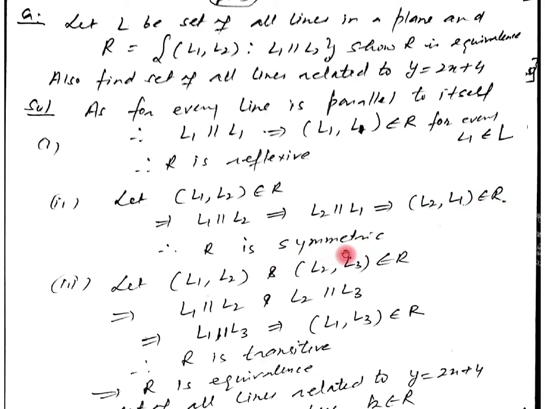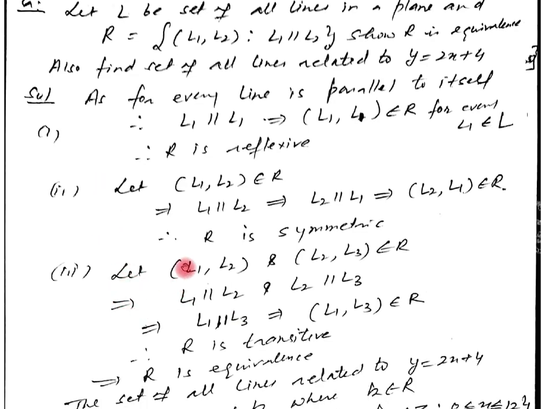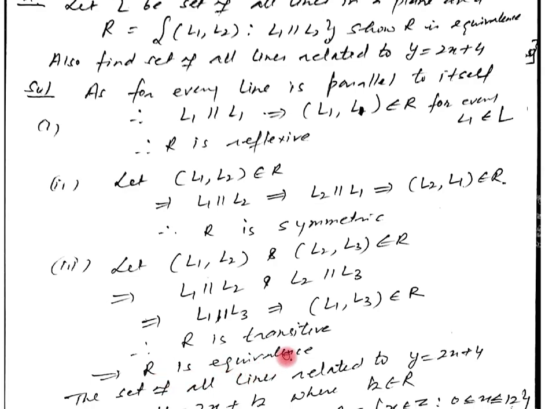It means R is symmetric. Then the third is the transitivity. Let (L1, L2) and (L2, L3) belong to R. Now this implies L1 is parallel to L2, this implies L2 is parallel to L3, this implies L1 is parallel to L3, this implies (L1, L3) belongs to R. So this relation is transitive also. Therefore all the three conditions are satisfied. So we can say R is an equivalence relation.